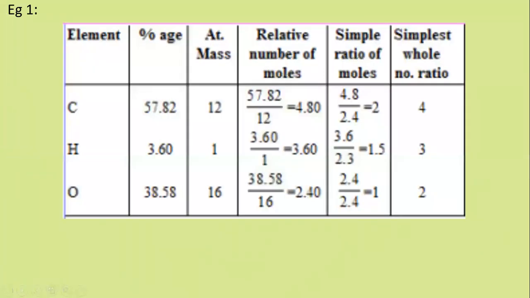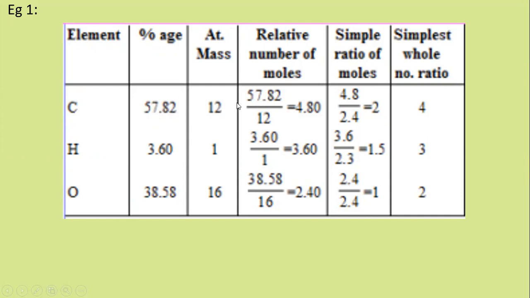See here, in this example, CHO, the percentage will be given already. So now we first have to determine the mass. The carbon has atomic mass 12, hydrogen will be 1 and oxygen will be 16. So now after calculating the mass, we have to determine the number of moles, that is how many moles it has.